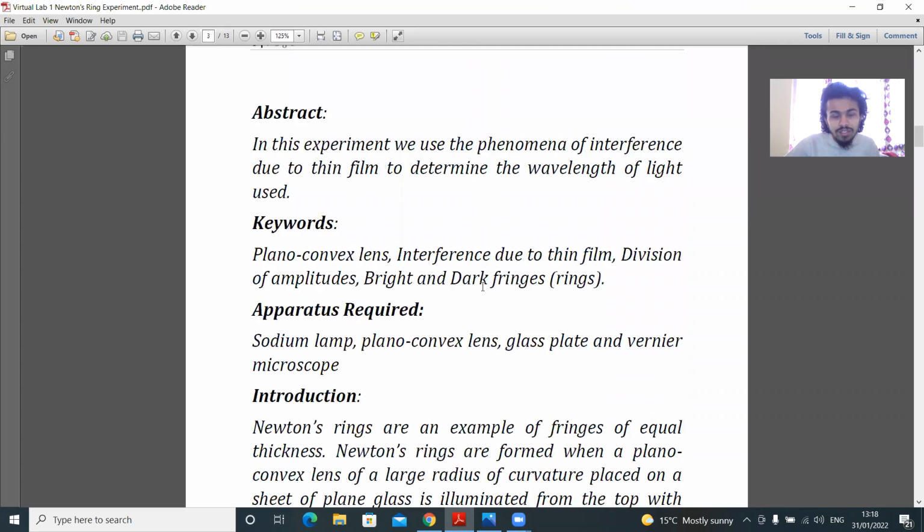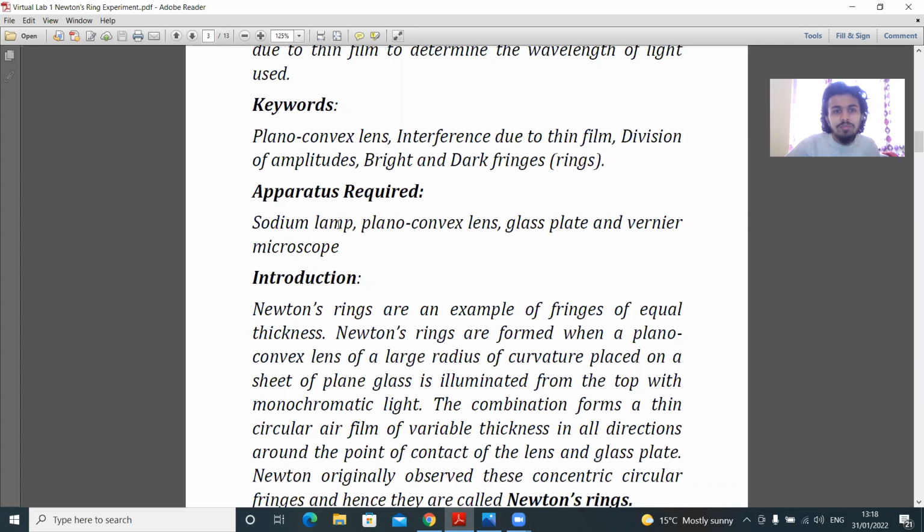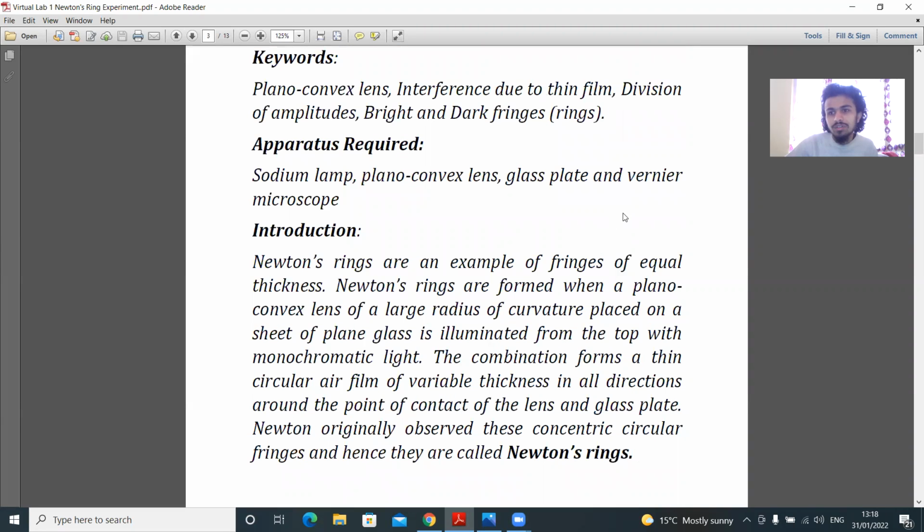First of all, abstract and keywords. In this experiment they are plano-convex lens, interference due to thin film, division of amplitude, bright and dark fringe. In this Newton's ring experiment, we have fringes in the form of rings. Circular fringes are obtained. For this experiment, the apparatus required is a sodium lamp as a monochromatic source of light, plano-convex lens, glass plate and vernier microscope to take the reading of the diameter of the rings obtained.